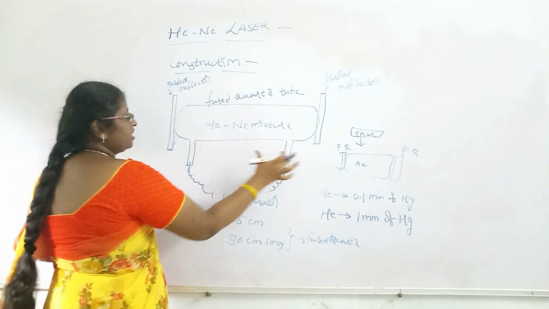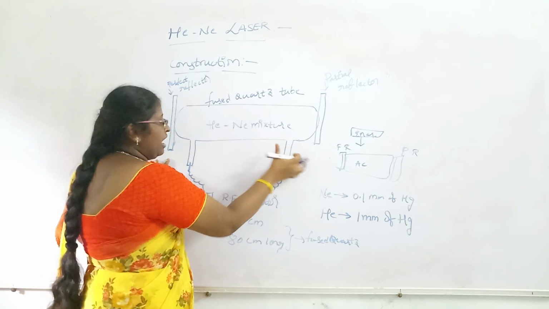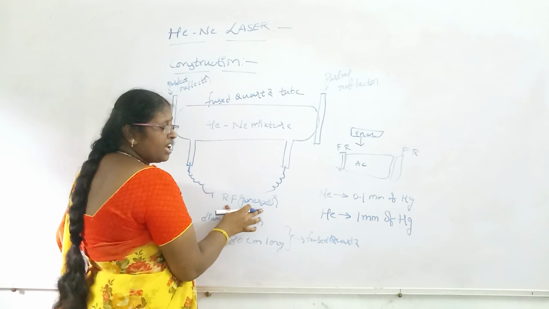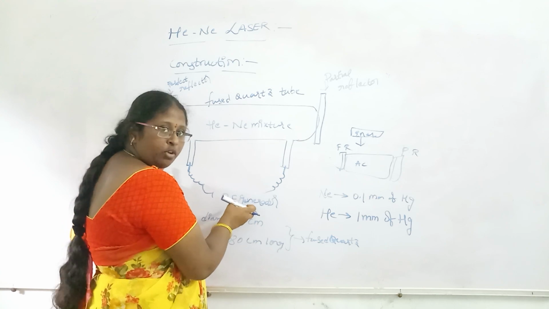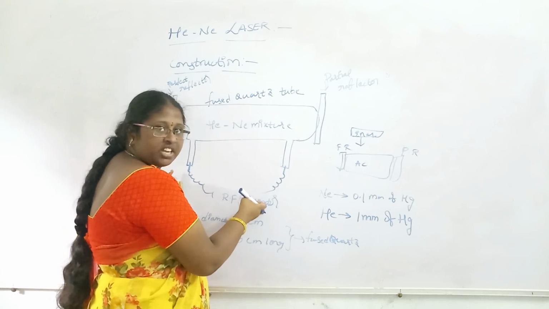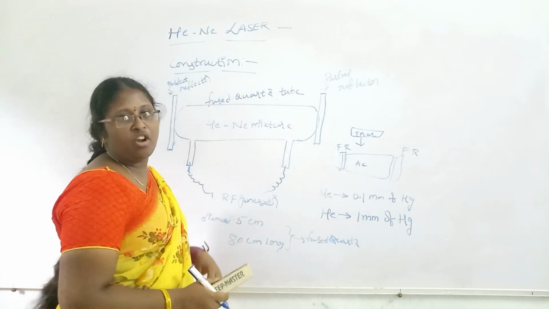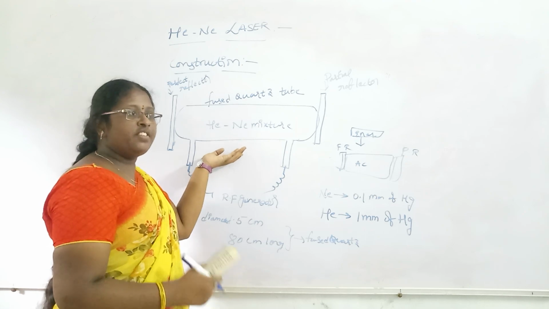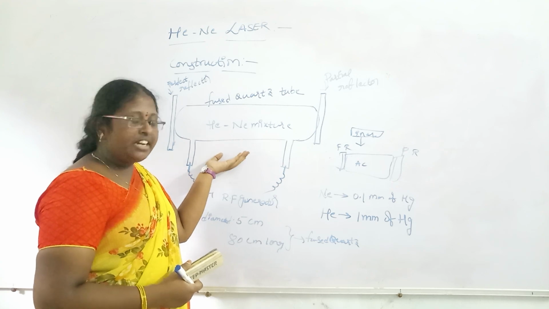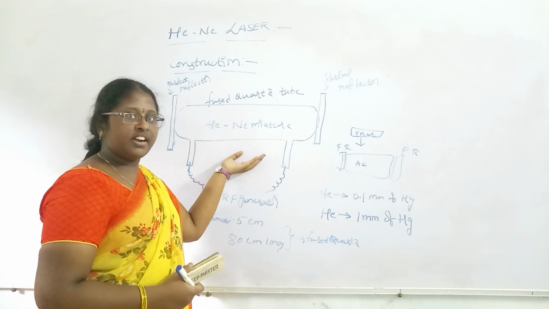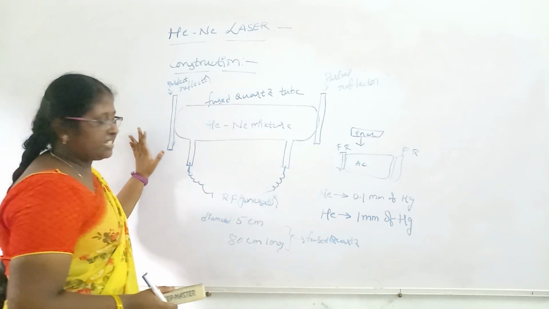Then these two are the reflecting plates: one is the perfect reflector and the other is the partial reflector. This is the RF generator. The RF generator is used to excite the atoms of the medium from one state to another state, by using the frequency of the generator, to achieve the laser beam. From the helium neon laser, we achieve a laser beam of visible light, or in the infrared region, infrared light is emitted. This is the construction of the helium neon laser.